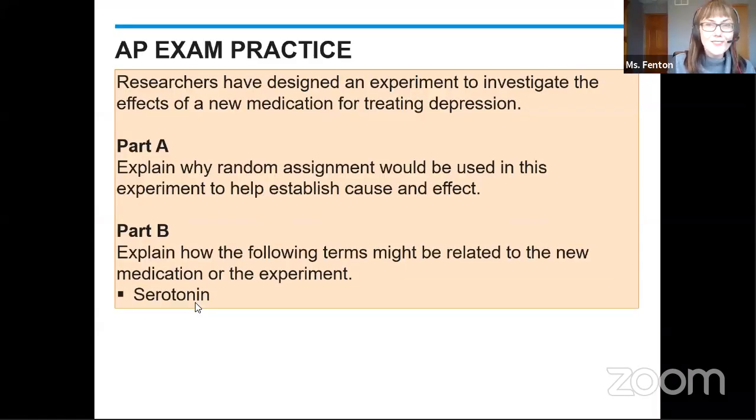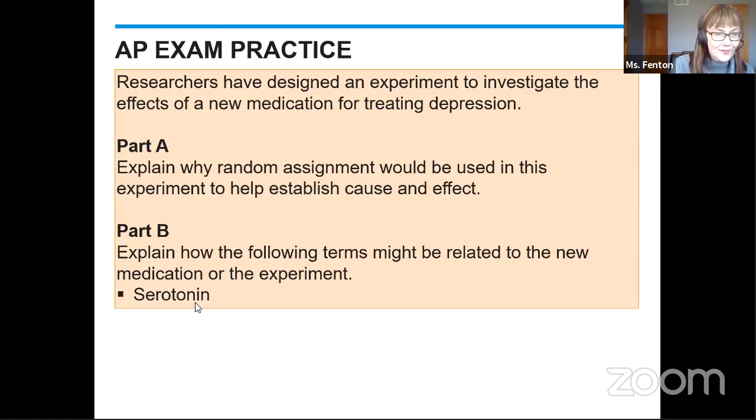Okay, the warm-up for today is actually yesterday's AP exam practice, so thank you for bearing with me for a minute. Researchers have designed an experiment to investigate the effects of a new medication for treating depression. So here we have part A and part B.